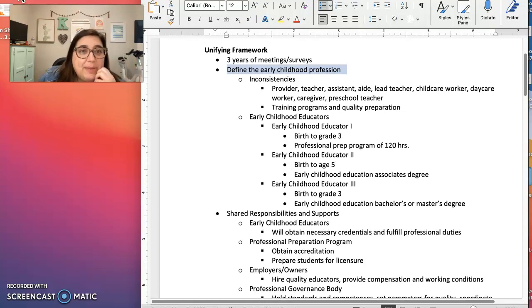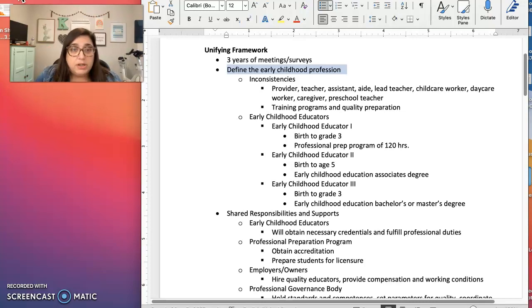Hi everyone, I'm going to talk about the Unifying Framework. The Unifying Framework is 3 years worth of work through gathering input from different stakeholders through meetings and surveys. And one of the reasons that they did this is because of so many inconsistencies from center to center, state to state. And one of the major problems is the inconsistency in the titles that are being utilized.